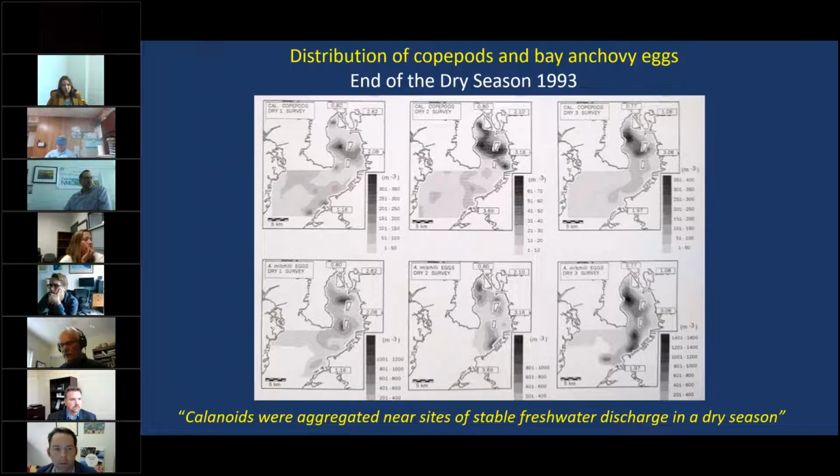And the statement at the bottom of this slide is taken directly from Dr. Peebles' paper. Calanoids are aggregated near sites of stable freshwater discharge in a dry season. Calanoids are the type of copepods that they were measuring. Next slide, please.